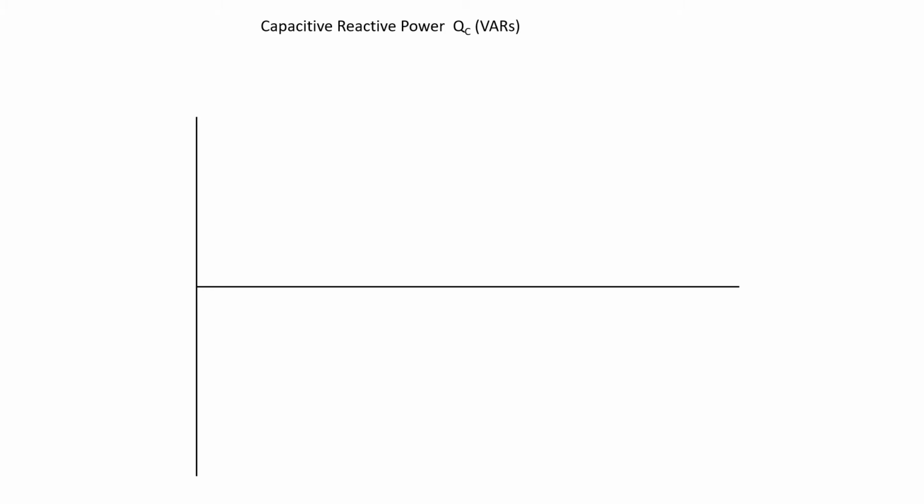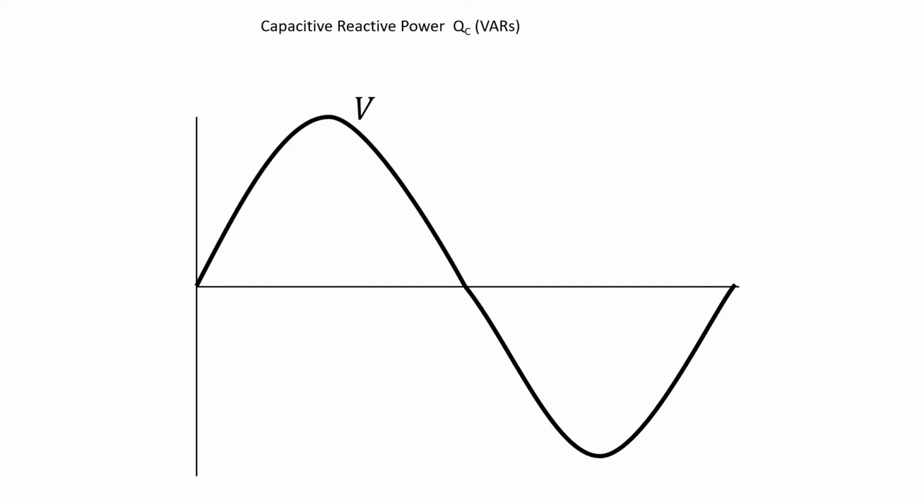So what does that all look like? Let's take a look at our waveforms for our capacitive values. When we apply a voltage, it takes a couple cycles for the capacitor to get up and running fully. But once the capacitor is running, then the current will lead the voltage by 90 degrees.